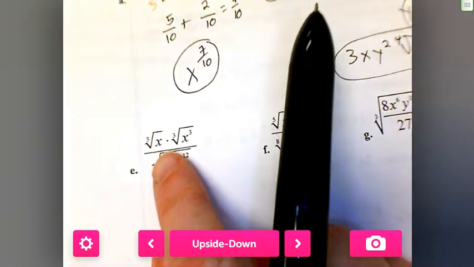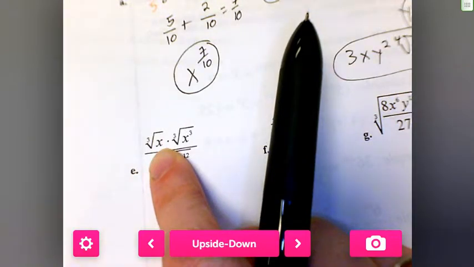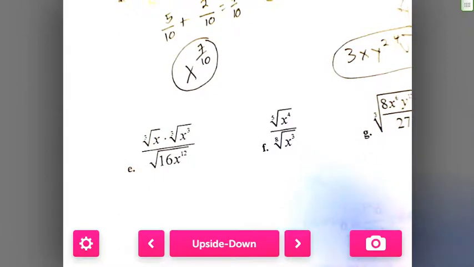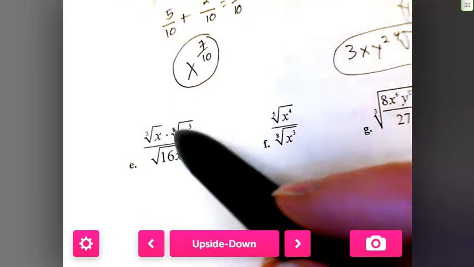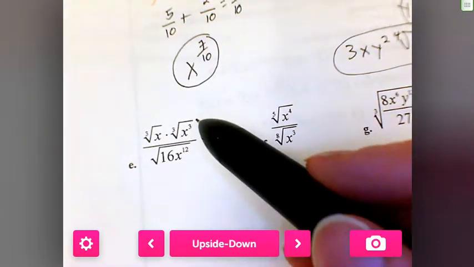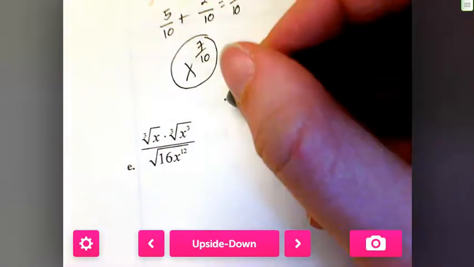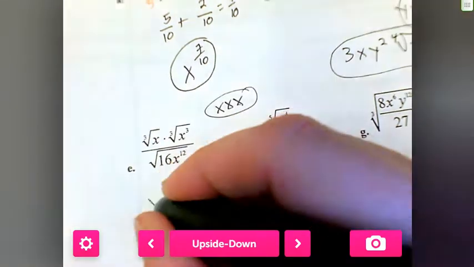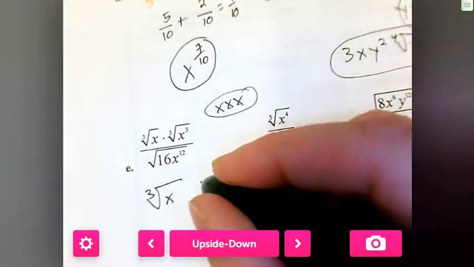Okay, I've got to do this in parts. I've got the third root of x times the third root of x to the third. All right, let's think about this first. The third root of x to the third is just going to be what? If I have 3 x's, how many groups of 3 do I have? 1. So I've got x to the third times x.